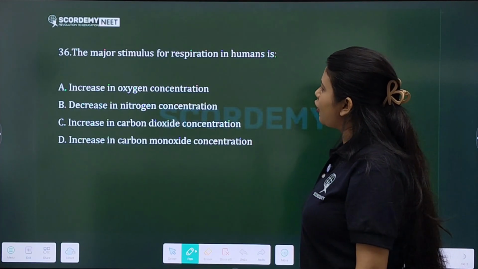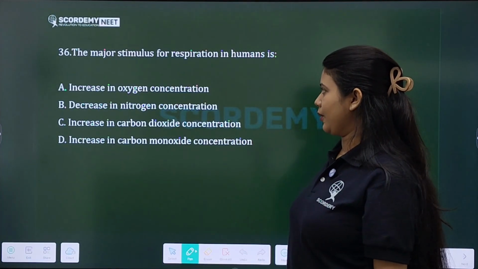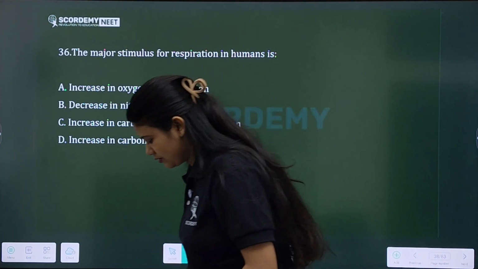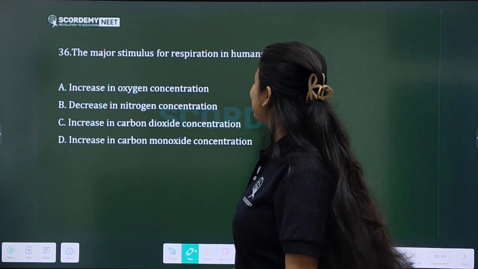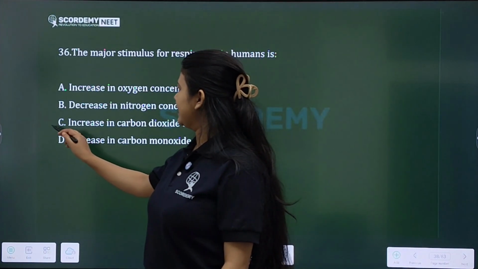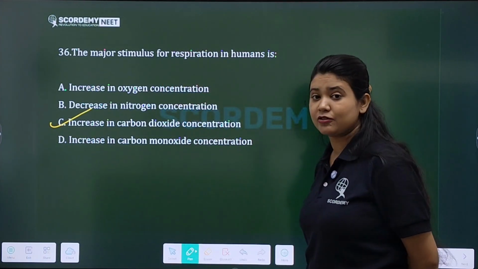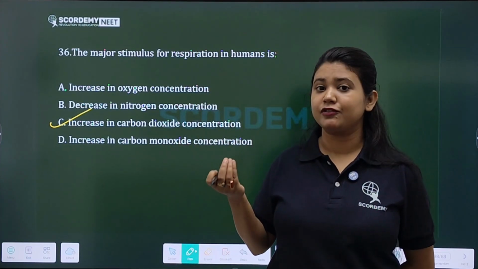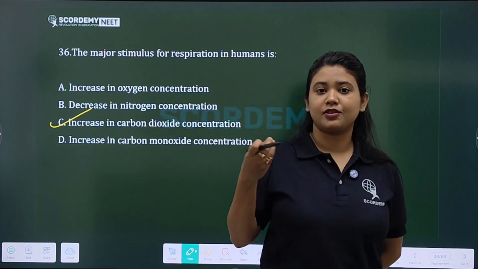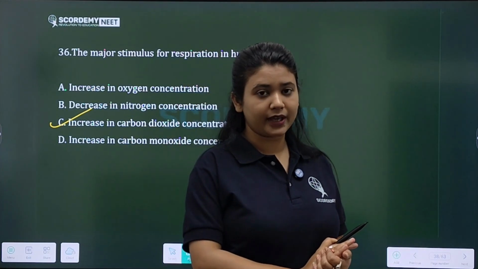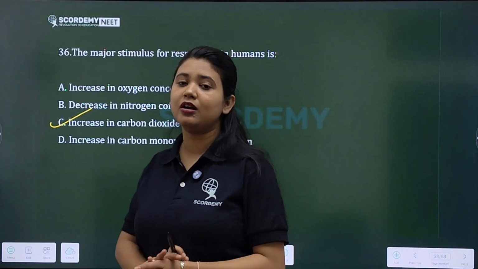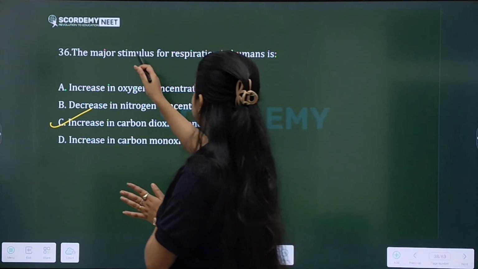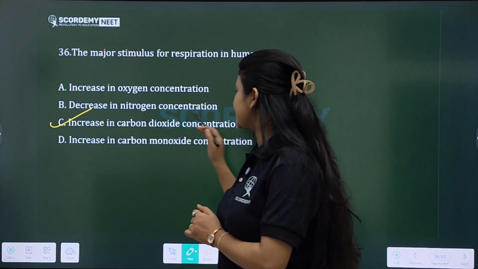The major stimulus for respiration in humans is, okay, sorry, the major stimulus will be an increase in carbon dioxide concentration. Oxygen dissociation curve, how does carbon dioxide saturation affect it? When carbon dioxide increases, the oxygen binding capacity of hemoglobin decreases. So ultimately the major stimulus for respiration is the increase in carbon dioxide concentration.